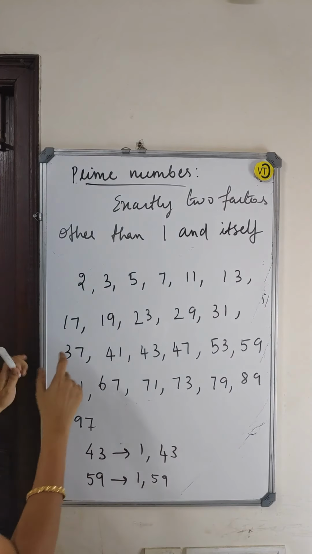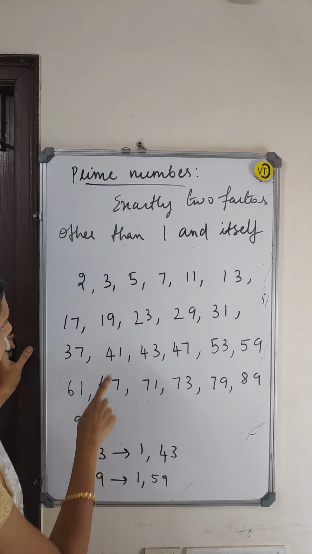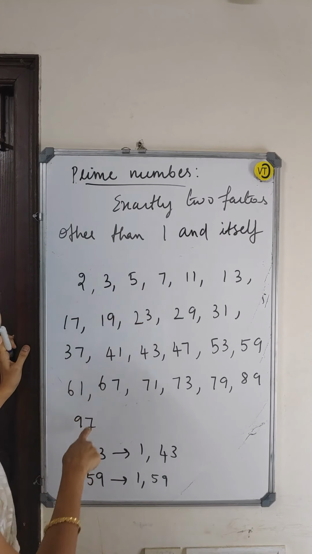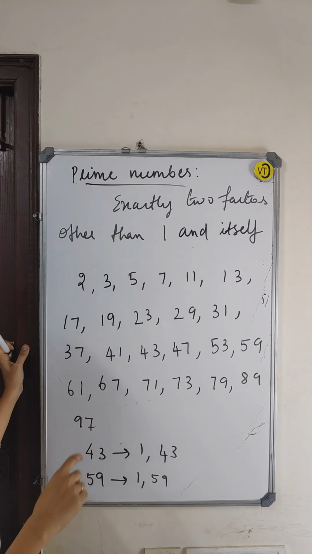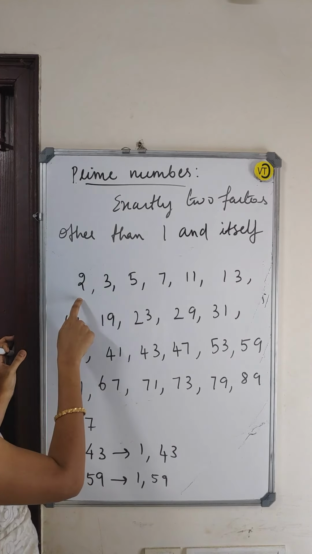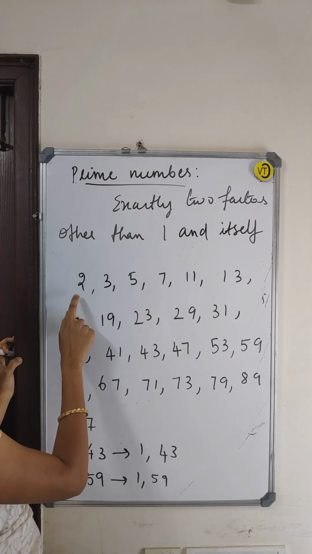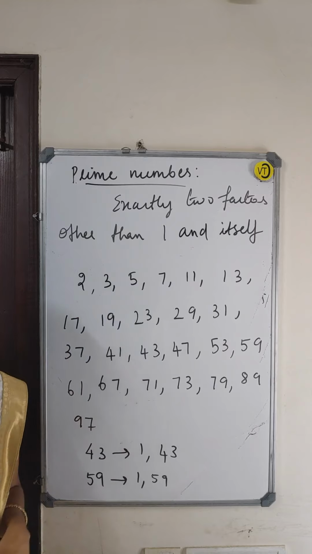Now see what I am telling you, look at the list of numbers. Everything is an odd number except this 2. So 2 is the lowest even integer, and the only even number among the prime numbers.